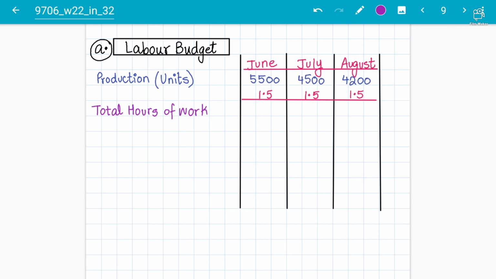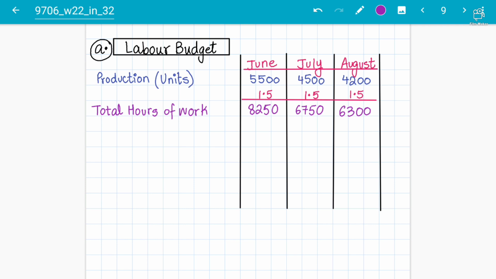5500 into 1.5 gives me 8250 hours. 4500 into 1.5 gives me 6750 hours. And then 4200 into 1.5 gives us 6300 hours. So that is the important thing, students: we got the total hours of work for each month.